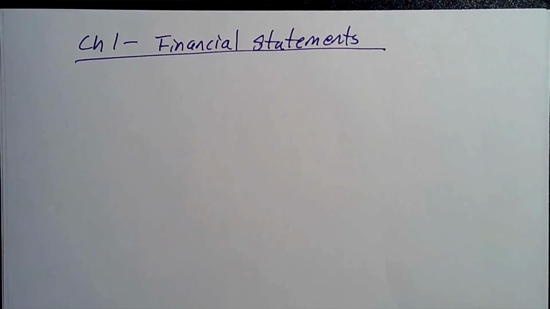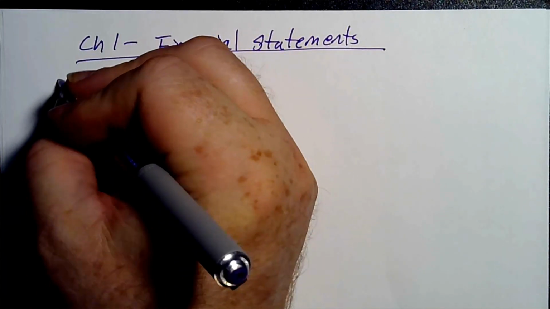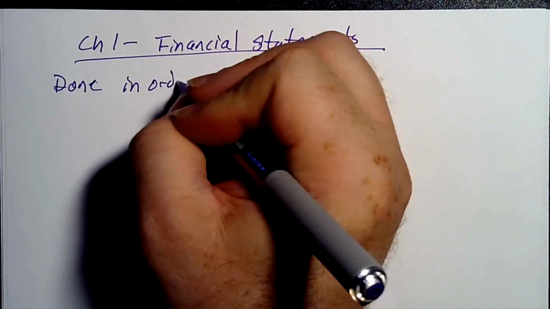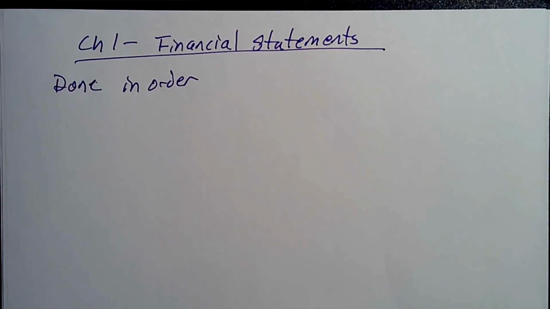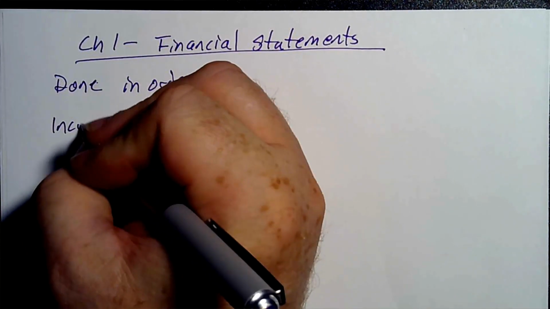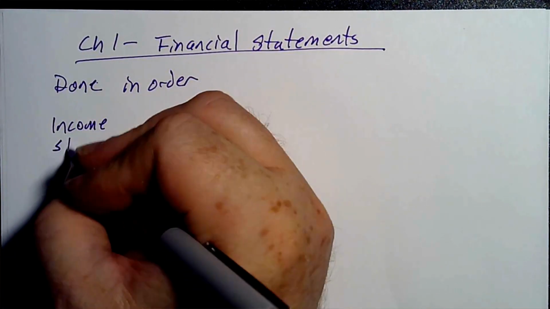So we have the 4 financial statements, and the first thing we need to know is that they need to be done in order, or at least the first 3. The fourth one needs to be done at the end, but definitely the first 3 are tied together. Those were the original 3. The fourth one, the statement of cash flows, wasn't brought in until later, and we'll talk a little bit about that in a second. So the first 3, we'll start off with the first one. You need to prepare the income statement first.